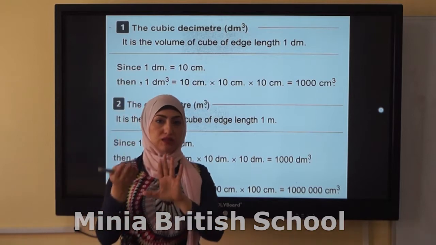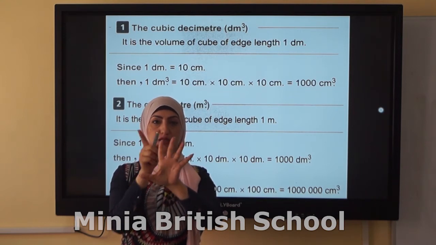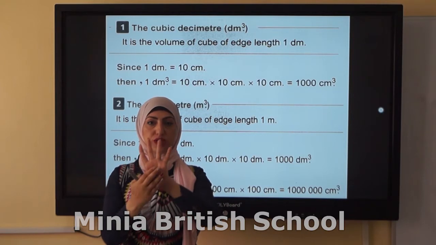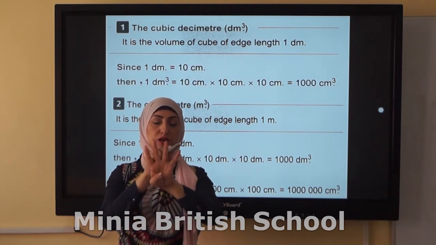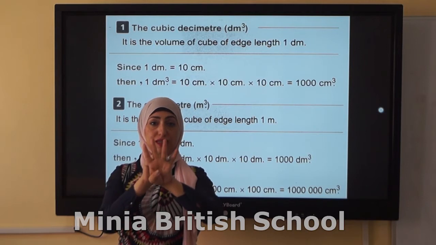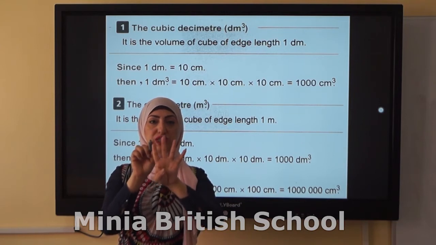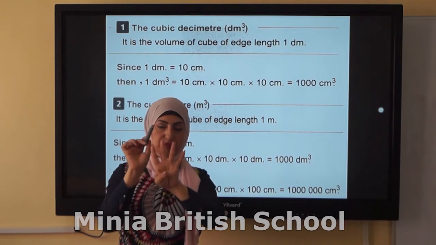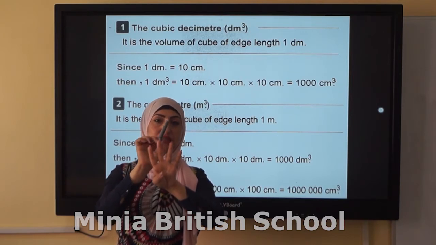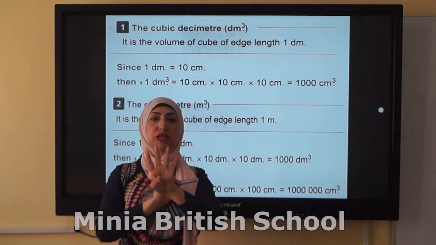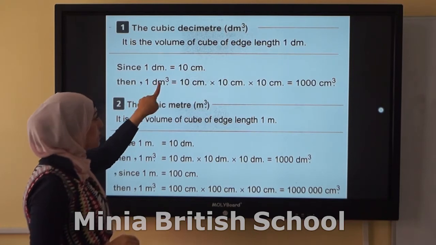As we said before, here I have the units millimeter, centimeter, decimeter, meter, and kilometer. I don't use kilometer now. I only want these units. From millimeter to centimeter, there is 10. From centimeter to decimeter, 10. From decimeter to meter, also 10. So that means the meter has 10 decimeters, the decimeter has 10 centimeters, and the centimeter has 10 millimeters. Is it clear?